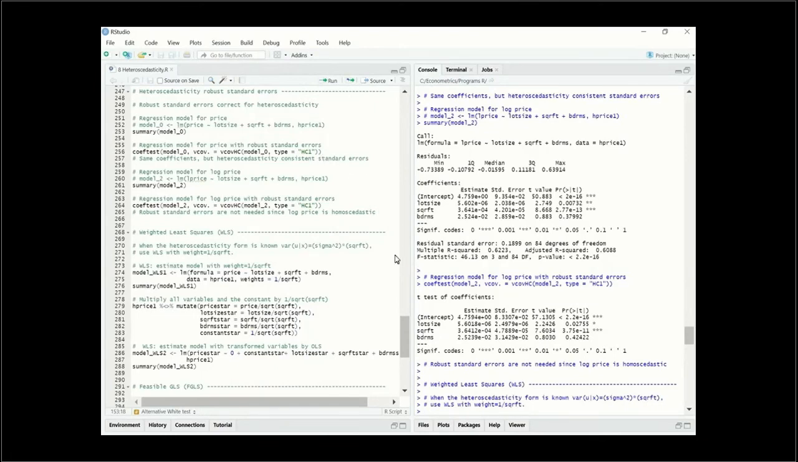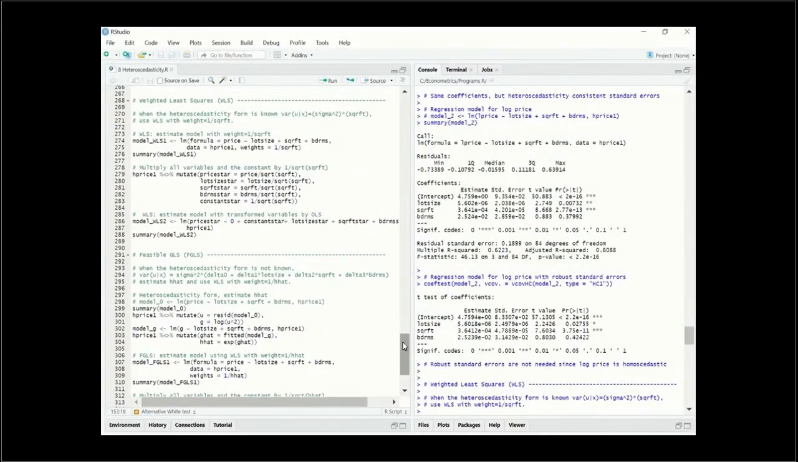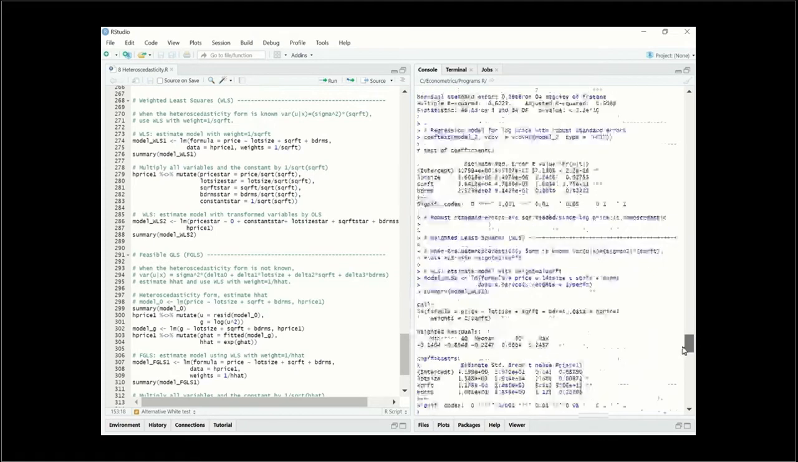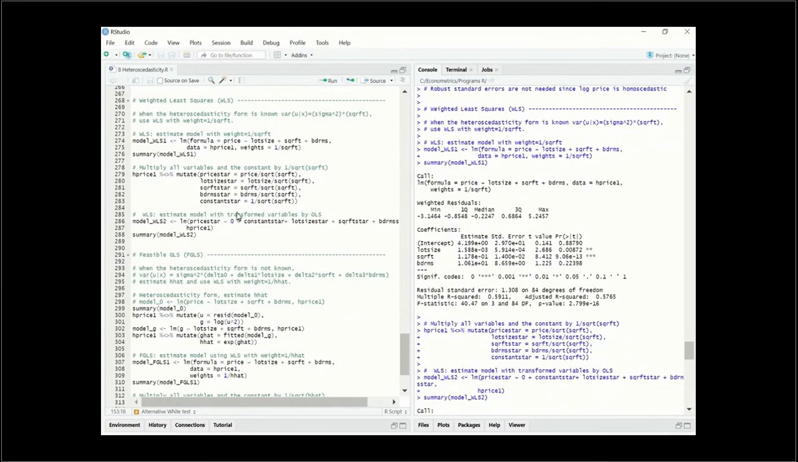Now, there are a couple more approaches to correct for heteroscedasticity. The first one is weighted least squares, and we're going to use it when the form of heteroscedasticity is known. So here we would be assuming that the variance of u is sigma squared times, let's say, square footage. This will be one of the independent variables. So let's suppose that this is the known form of heteroscedasticity.